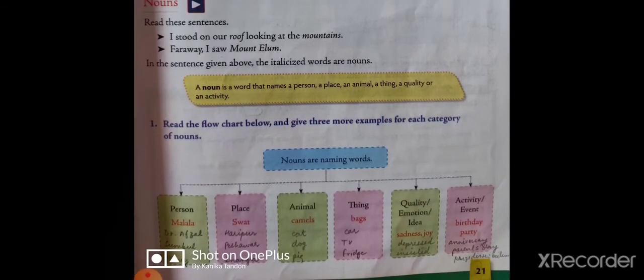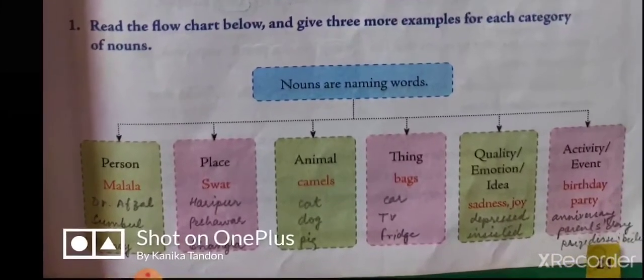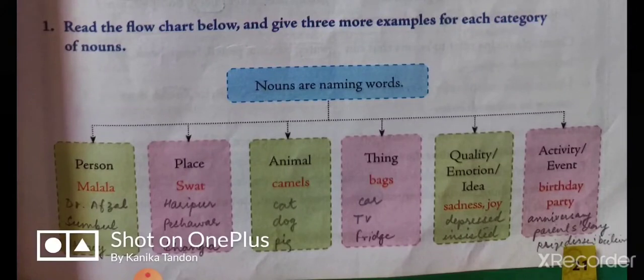Read the flowchart below and give 3 more examples for each category of the nouns. So first is person. You can write Malala, Dr. Afzal, Sumbul, Honey. And then place: Haripur, Peshawar, Shangla. Then animal: cat, dog, pig. Things: bag, car, TV, fridge. Quality, emotion or idea: sadness or joy, depression. Next is activity or event: birthday party, anniversary party, parents day and prize distribution event. Okay, coming on to the next page.